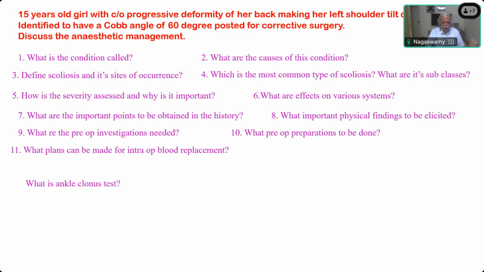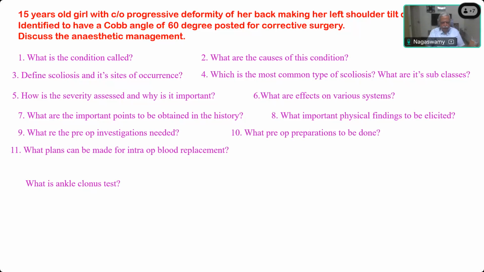One is pre-op donation. Second is acute normovolemic hemodilution. Third is intraoperative cell salvage. Okay? These are the three things. And in which particular patients will these techniques be very useful? In patients where we expect more than 20% of blood loss, sir. More than 1 liter of blood loss, major blood loss. That's the only criteria.